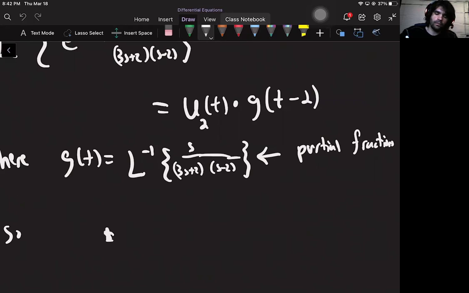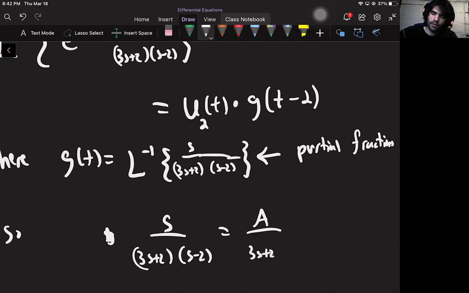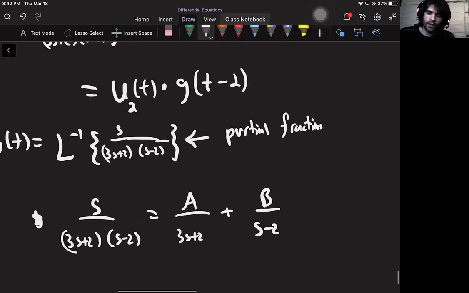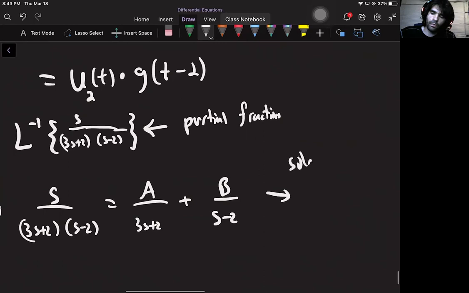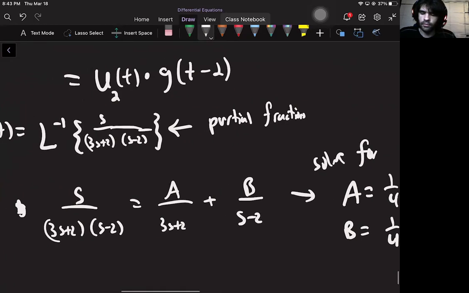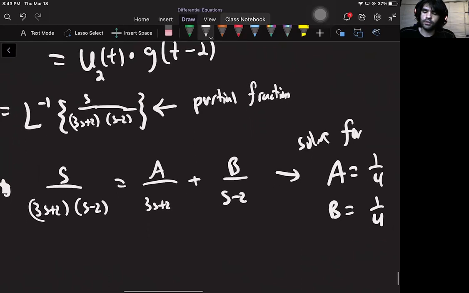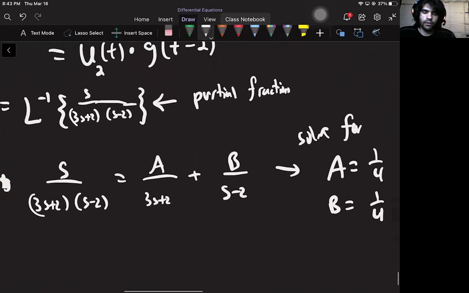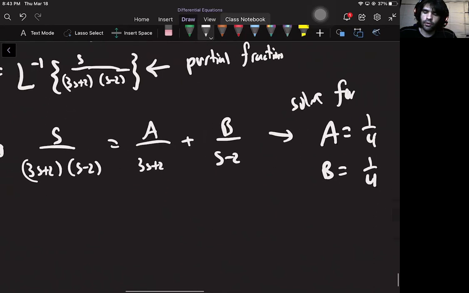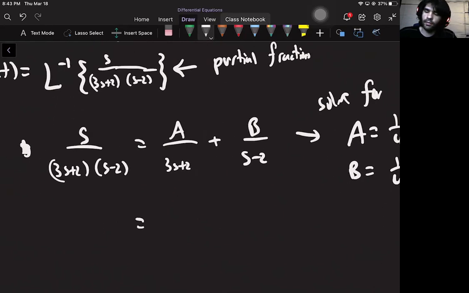So what you're going to do is try to figure out how many a's over 3s plus 2 plus however many b's over s minus 2 this is. And I'm not going to do the work here, but if you do it, you'll end up with a equals 1 over 4, b equals 1 over 4. So to save time in all these Laplace transform problems, you should not be doing too many partial fractions. You can just use a calculator on Google, and it'll do partial fraction decomposition for you. So that's what I would recommend.